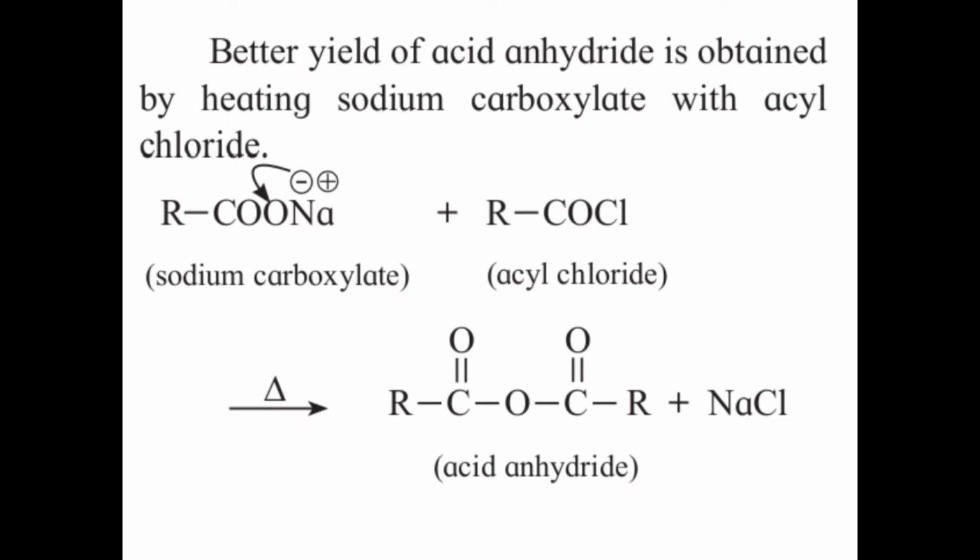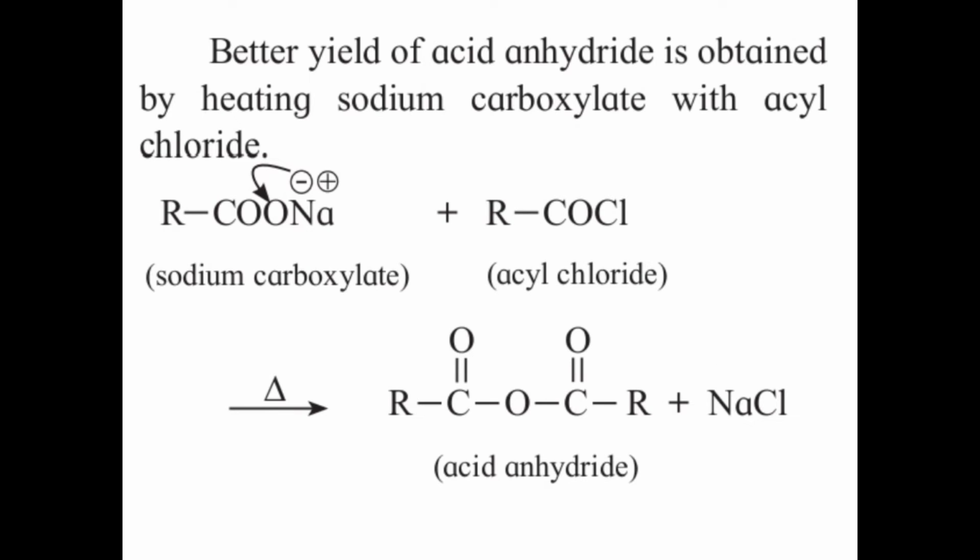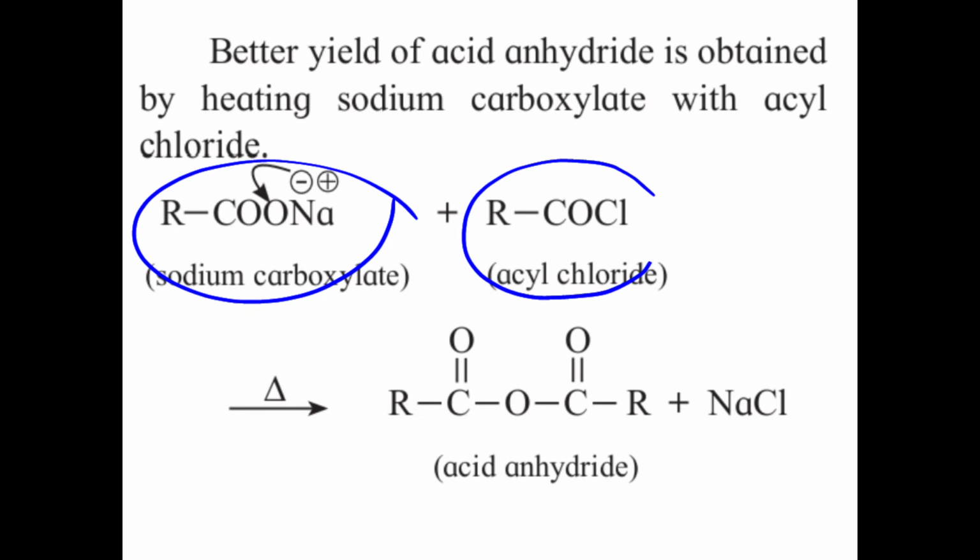A better yield of acid anhydride is obtained by heating sodium carboxylate with acyl chloride. You can do this reaction with 2 moles of acid, but also if you have a sodium carboxylate, which is the ion you get when an acid is reacted with NaOH, and the second compound is acyl chloride. We have already prepared these two compounds.